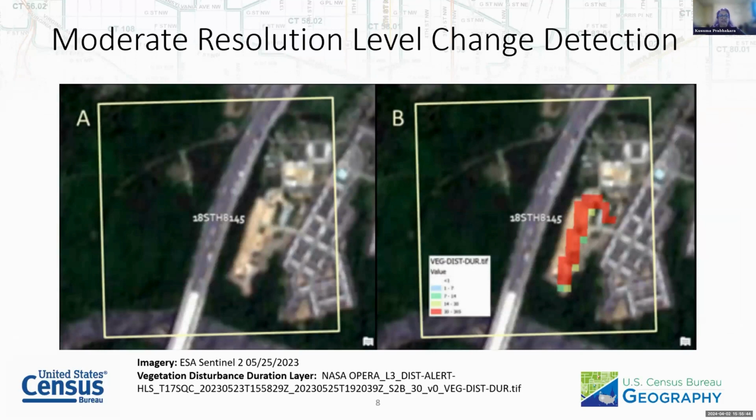So now let's dive a little deeper into how we actually do the moderate level change detection. The yellow outline you see is a 1 kilometer grid cell from the MGRS, and that's our unit of work in this model. The satellite images are Sentinel-2 from May 25th, 2023. And the blocks of color that you see on the right-hand side are from the NASA OPERA product that I mentioned earlier. And in red, you can see where it indicates persistent change from a vegetative state to a potential cleared construction site longer than 30 days. So using this data, we can pinpoint areas of potential growth and move on to the next step.